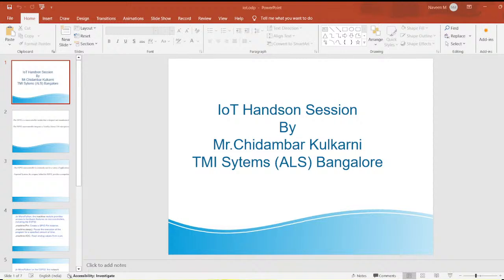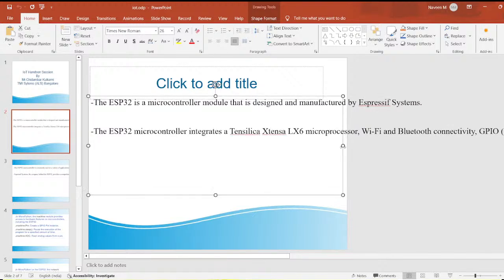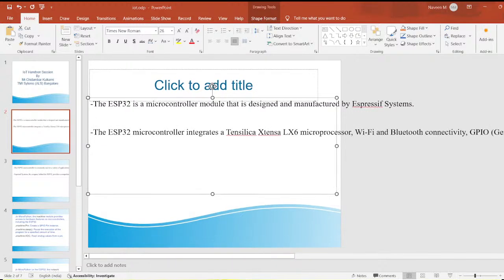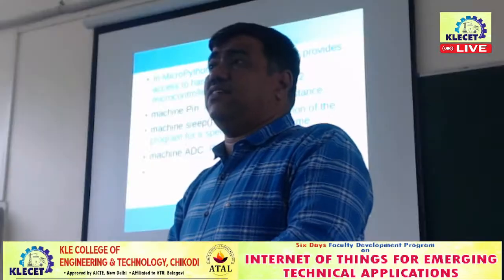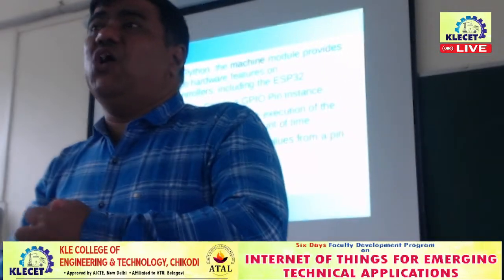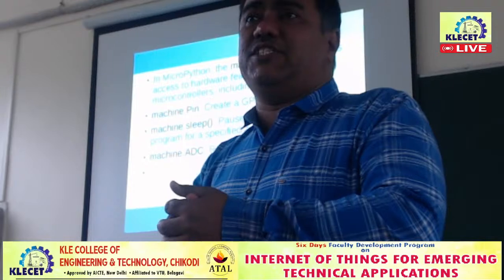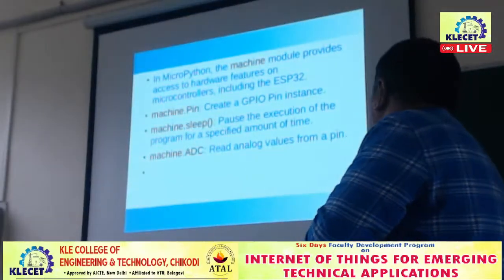So what is machine? The machine module provides access to hardware features on the microcontroller, the ESP32. It is a module, nothing but a library, which gives access to the hardware features of the ESP32. Next, what is it used for? Machine.Pin is used to create an instance of the class. It is all OOPS, object-oriented programming parameters. So an instance, just like a class instance, is created for the class purpose.